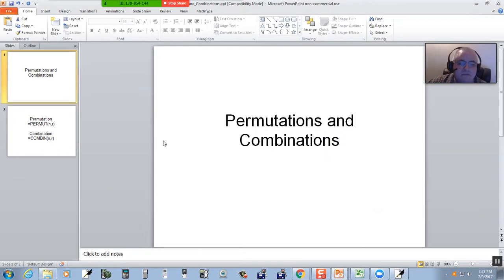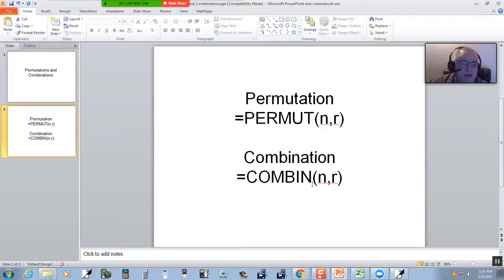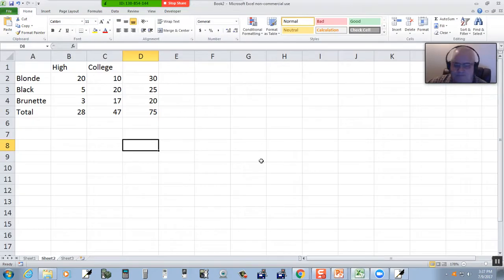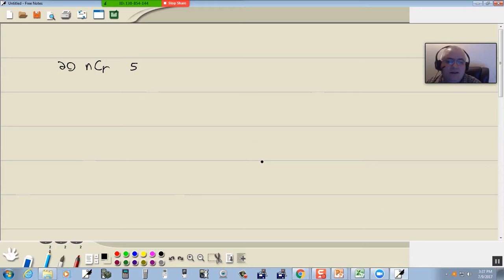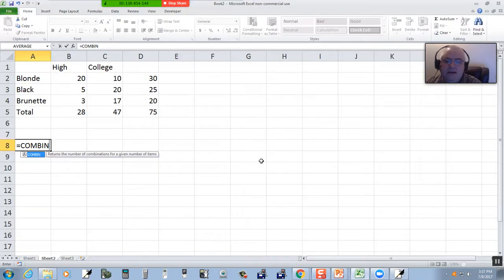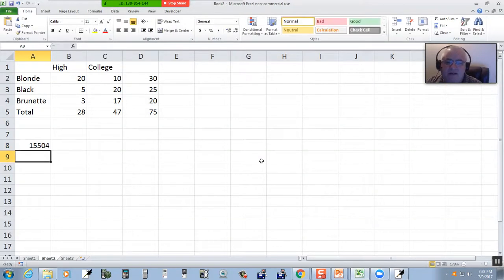Well, in Excel, combination is COMBIN, with n and r. So if I come over here, I do equals COMBIN, and then do a beginning parenthesis, and our number is 20, and the number chosen is 5. This tells us there's 15,504 different possibilities. Probably don't want to write all those down on a piece of paper. It's a little bit too much.